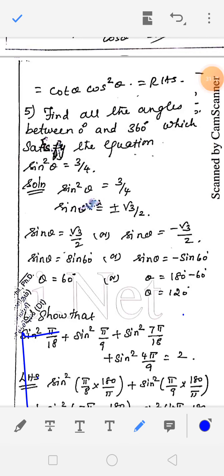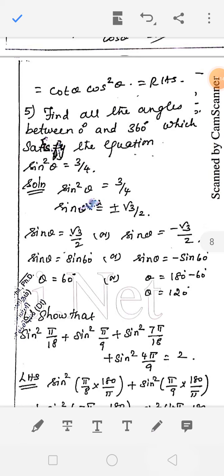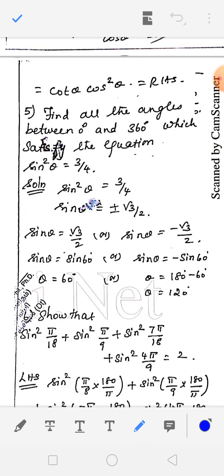Okay, find all the angles between 0 degree and 360 degree which satisfy this equation. So sine square theta equal to 3 by 4. That means sine theta value is the root of 3 by 4, which means plus or minus root of 3 by 4. So plus or minus root 3 by 2, because if you take the root of 4 you will get 2.